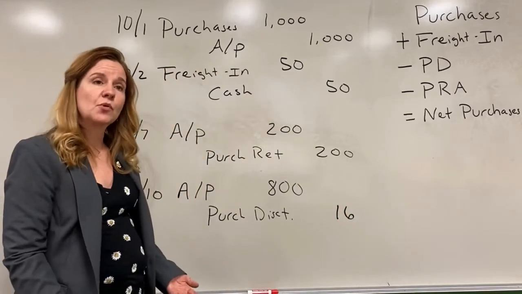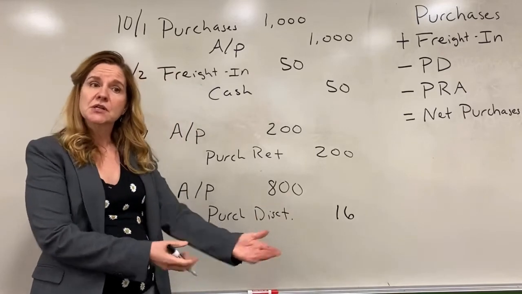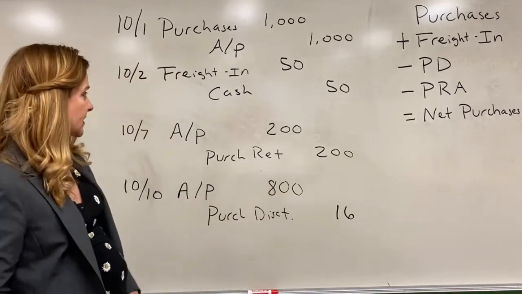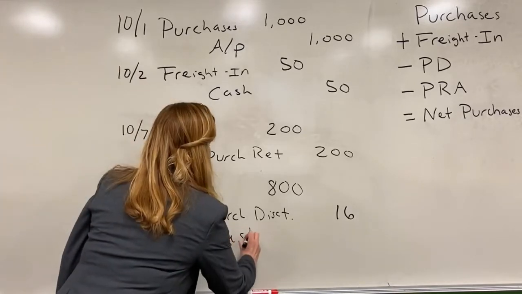And then the amount that we're going to actually pay will be the 800 minus 16, reducing our cash. So we're going to send them a check or electronic transfer for $784. Reducing cash with a credit.